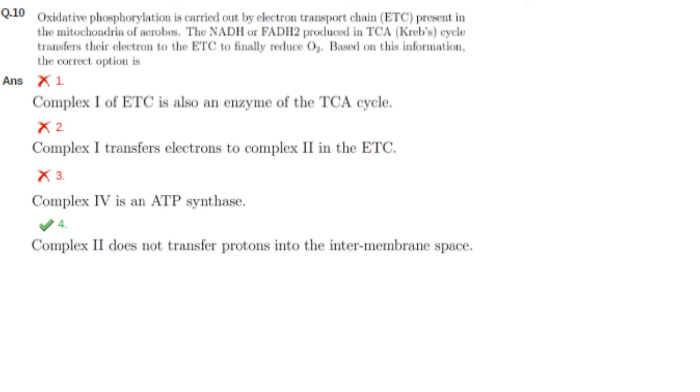Then complex 1 transfers electron to complex 2 in the electron transport chain. Complex 1 transfers electrons to ubiquinone, not to complex 2. Then complex 4 is an ATP synthase. Complex 4 consists of cytochrome a and a3, which is also termed cytochrome oxidase. So it is not an ATP synthase. So 1, 2 and 3 are wrong.